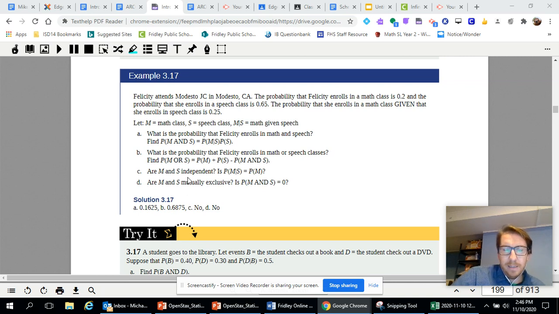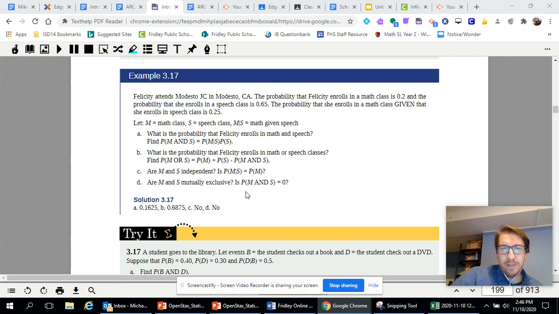Next is, are they independent? We already kind of concluded that they're not independent. That's because the probability of math given speech is 0.25, and the probability of math is 0.2. So they're not the same probabilities. Therefore, speech has some sort of an impact on taking the math course. Maybe people that take speech are more inclined to take a math course.